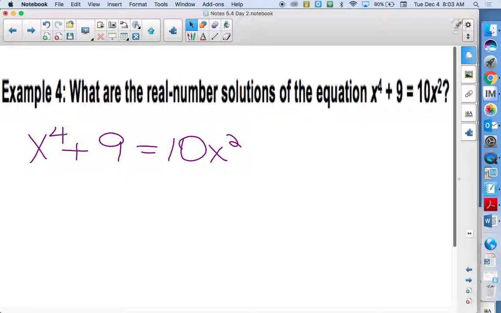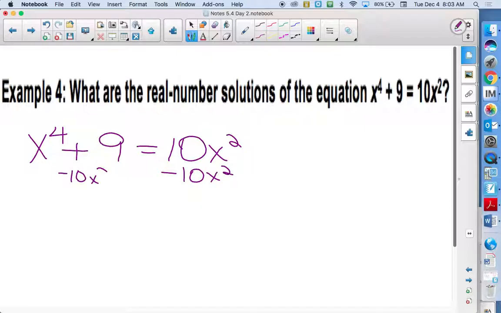Okay, so she said get it by itself. How would we try and get it by itself? What do you think would be the first thing we'd have to do here? Julia? So take 10x squared to the other side. Writing it in order, we have x to the 4th, negative 10x squared plus 9. But we didn't really get it by itself yet. But that's our goal, to get x by itself.